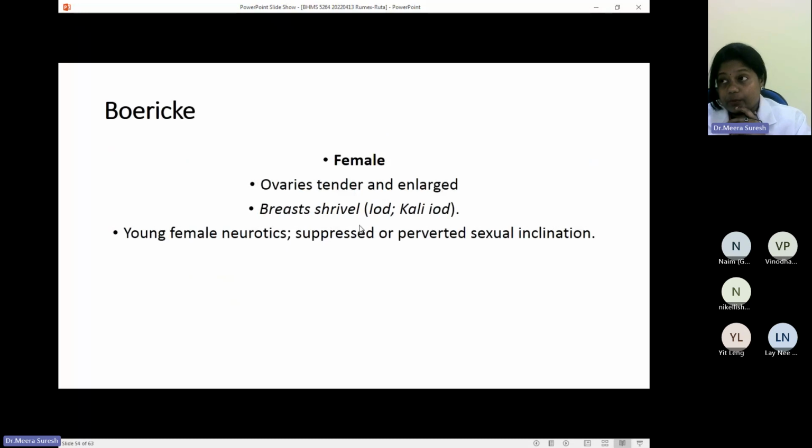In females, we saw that the ovaries are affected. The ovaries will be tender and enlarged. The breast will be shrunken or shriveled. Young female neurotics who have either suppressed sexual desire or perverted sexual desire. So if females have suppressed or perverted sexual inclination with shrunken breast and ovaries being affected, we can think about Sabal Serrulata.